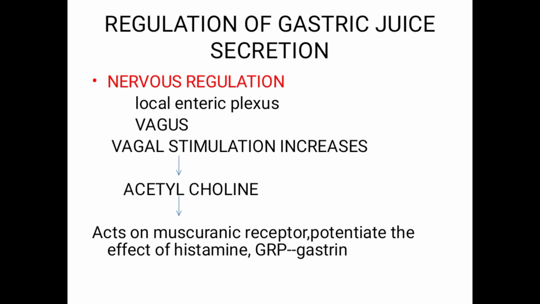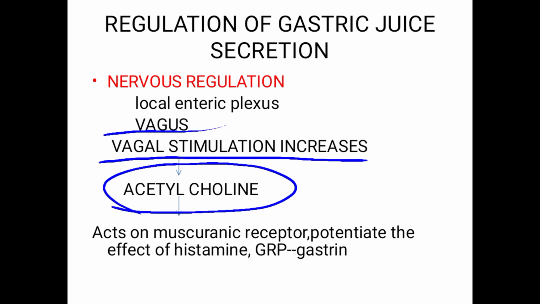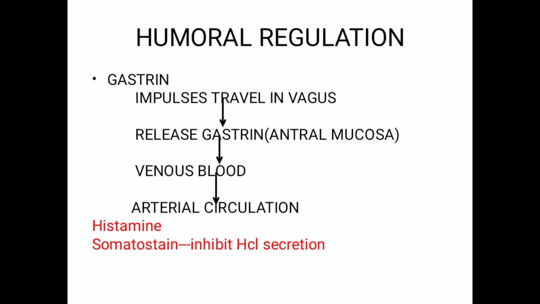Now the nervous regulation of gastric juice secretion. How do we regulate gastric juice secretion? Mainly by the vagal nerve. Whenever food enters, vagal stimulation increases and releases acetylcholine as a neurotransmitter. It acts on muscarinic receptors, potentiates the action of histamine and gastrin, and regulates the gastric secretion. Next is the humoral regulation, mainly by gastrin, and also histamine and others.